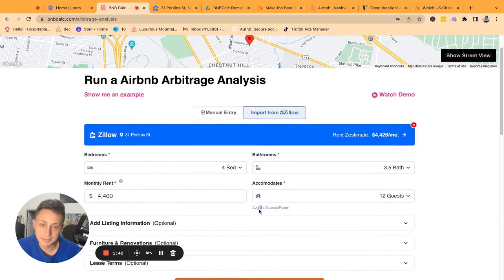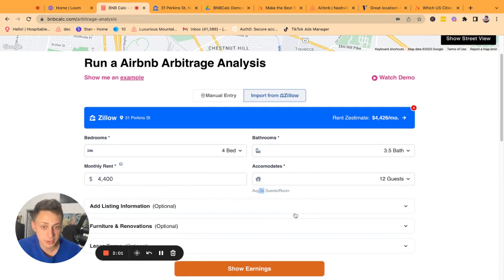The way it did that is it multiplied 3 times the bed count. Personally, that's what I aim for, but sometimes people don't put as many beds as I do. A lot of Airbnb investors guesstimate 3 per room, but that's up to your discretion, how many people you think you can have in this property comfortably. So you can choose that.